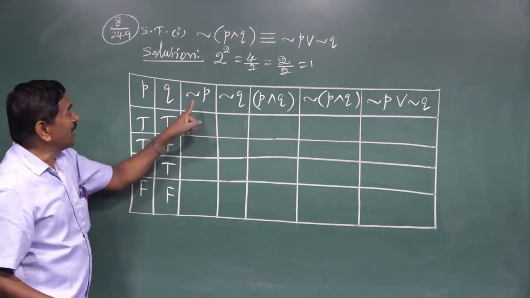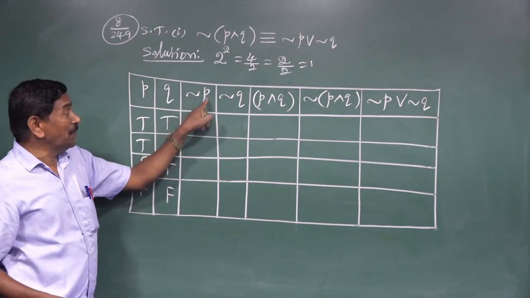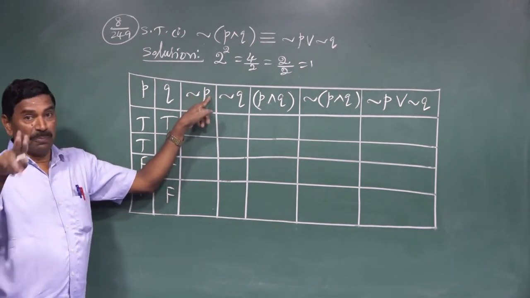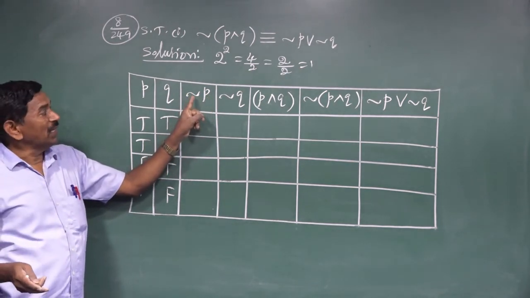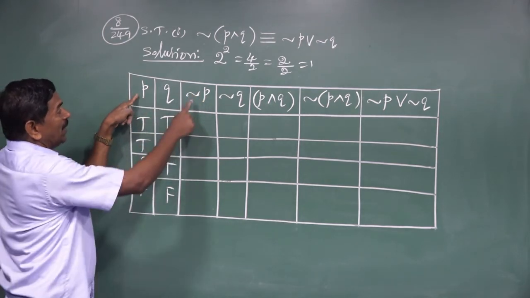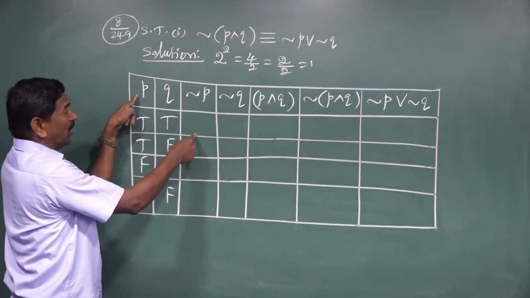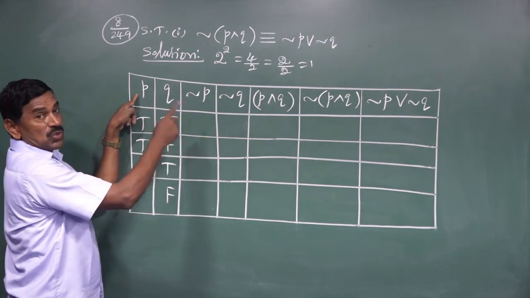1 true, 1 false, 1 true, 1 false. Over. Next, negation P. Negation P means the negative sentence of P. Negation P means the opposite answer. True means false, false means true. So that is a negation.